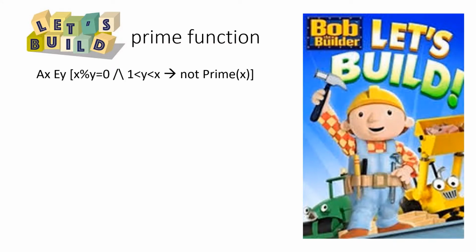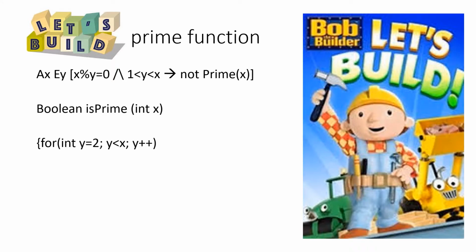Here I have the formula for logic, first order logic. Now I'm going to build the function. The function starts with some Boolean function called isPrime to test if x is prime or not. This is similar to this predicate, so the predicate will be the head of the function, or the first line, the prototype of the function, and then I go inside the body of the function.